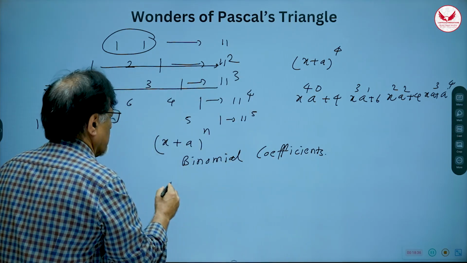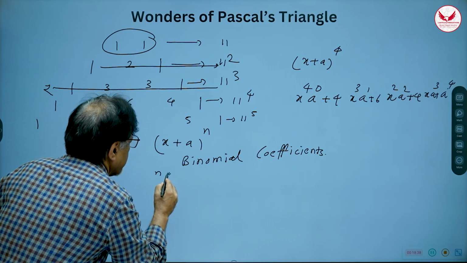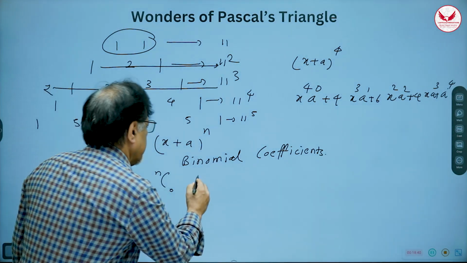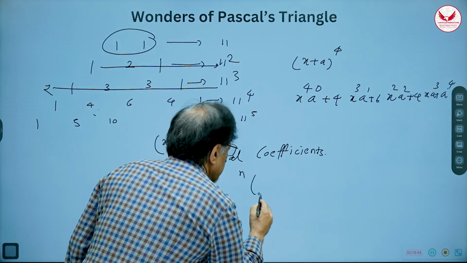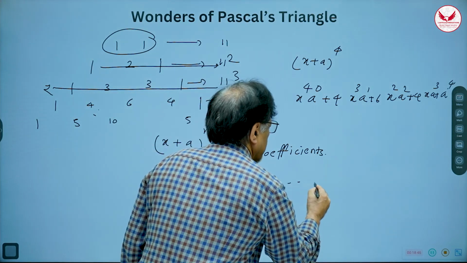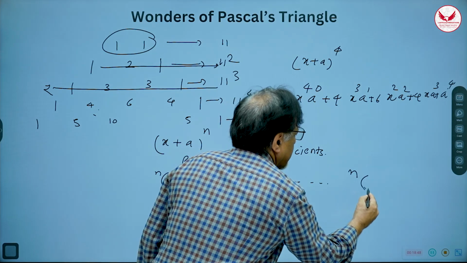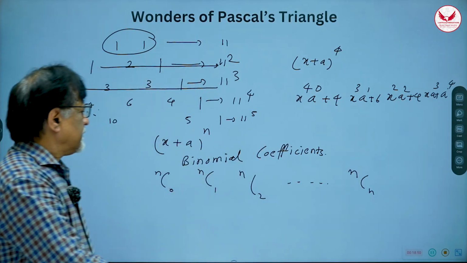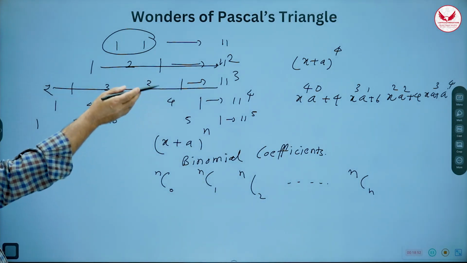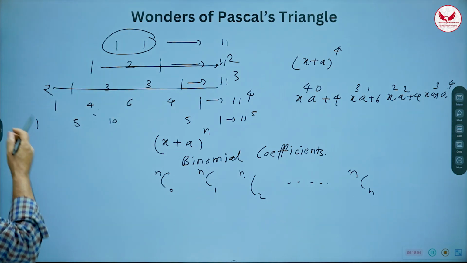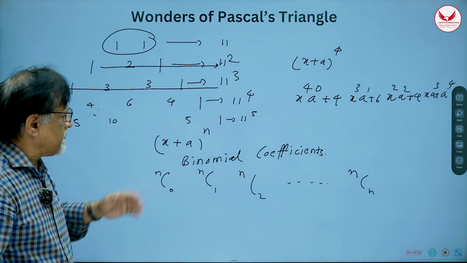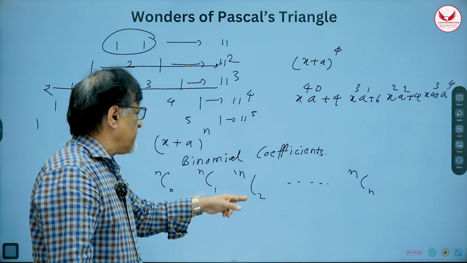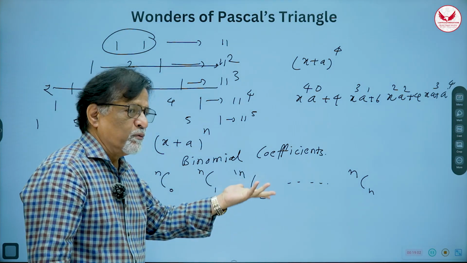Now, what are binomial coefficients? Very simple. You start with nC0, then nC1, then nC2. This goes on till you reach nCn. Correct? These are called binomial coefficients, and they have certain very interesting properties, one of which we have already seen here. So nC1 plus nC2 will be equal to n plus 1 C2, something like that.